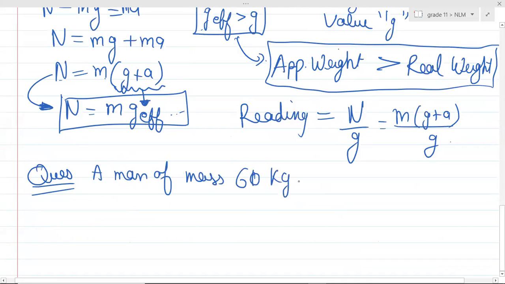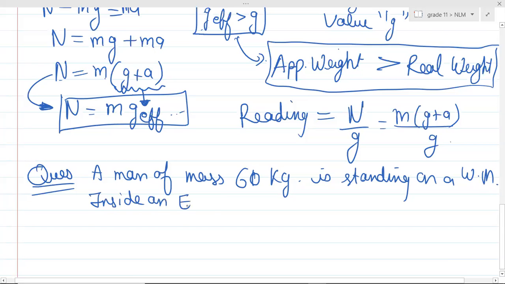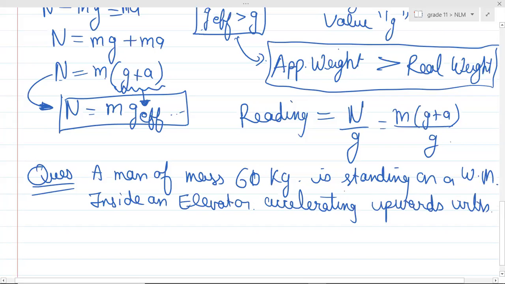A man of mass 60 kg is standing on a weighing machine inside an elevator accelerating upwards with 2 meters per second squared. Find the reading of the machine.